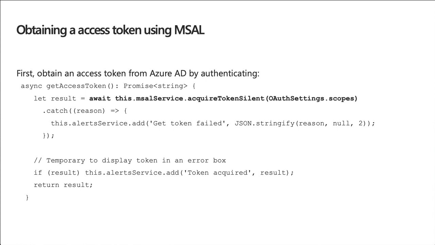And so here I have a method called getAccessToken, and I'm doing that by calling the MSAL service acquireTokenSilent. And I'm going to pass in all of the scopes or all the permissions that I'm looking for. Now, once I get that result that's going to come back, I then am going to be able to take that result and return it back. All right. So in this case here, I'm showing you how to actually add that to an alert service, and just show that the token has been acquired.